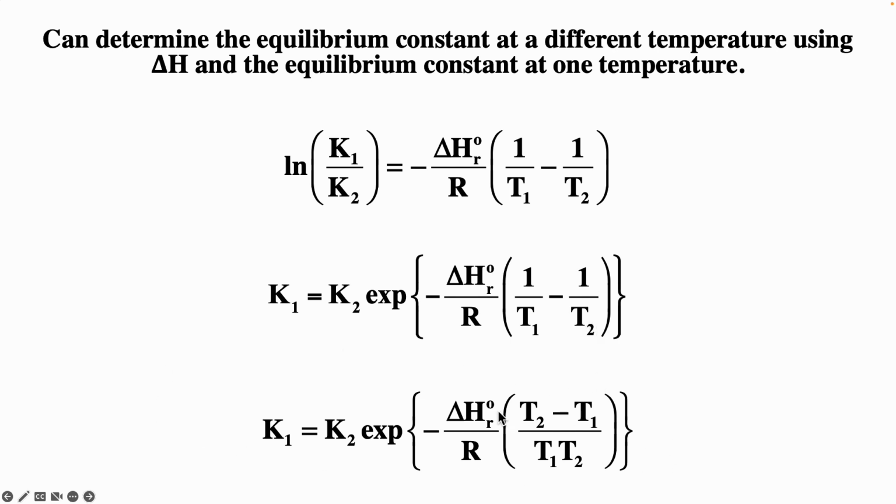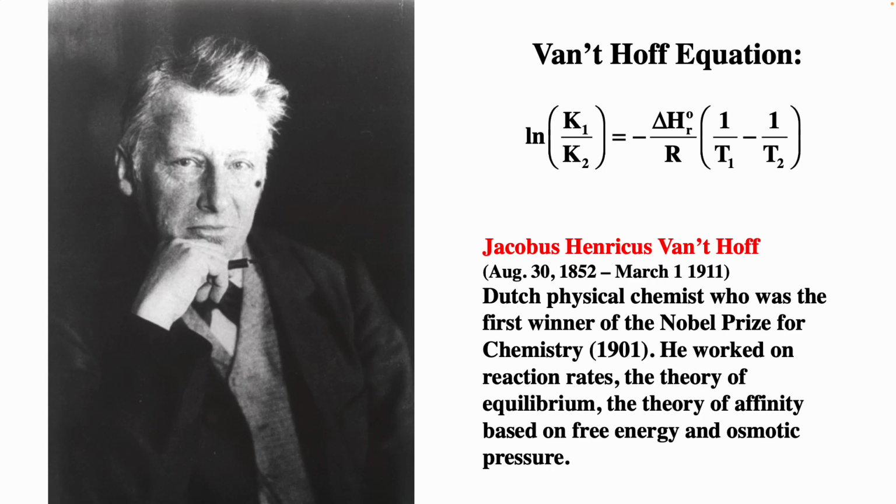And so if you have the equilibrium constant at one temperature, you can actually calculate the equilibrium constant at another temperature. And so this equation is actually referred to as the van 't Hoff equation. It was developed by van 't Hoff, who was actually the first one to win the Nobel Prize for chemistry.